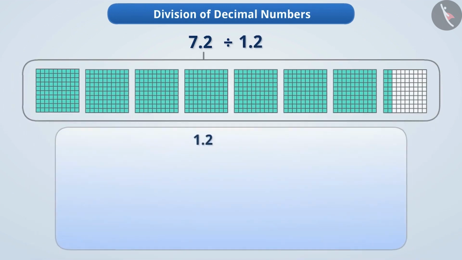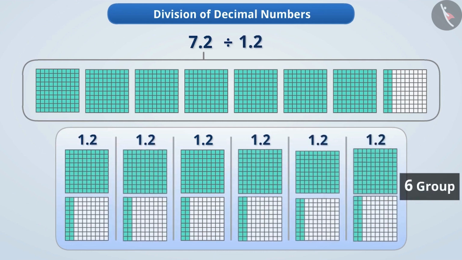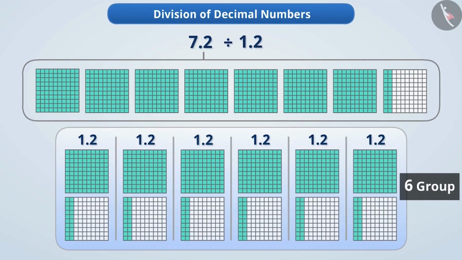Let us make a group out of 1.2, that is 1 unit and 2 tenths. Similarly, we can make 6 groups of 1.2 from 7.2. Therefore, we can say that 7.2 divided by 1.2 is 6.